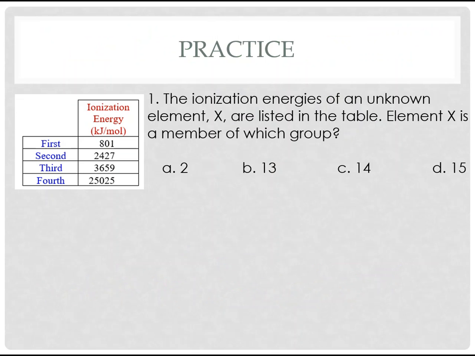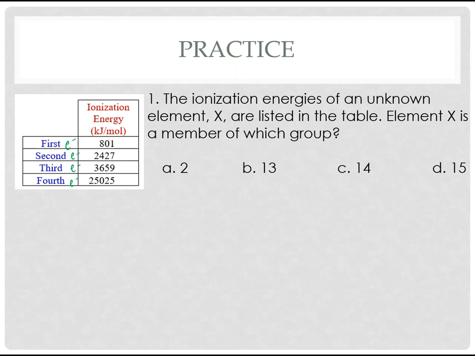Now, what does a problem look like where we're looking at successive ionization energies? So we're looking at this first practice example. Ionization energies of an unknown element X are listed in the table. Element X is a member of which group? So what is this data providing for me? I'm looking at the first electron, second electron, third electron, fourth electron. I look at the numbers here. Where does the huge jump take place?